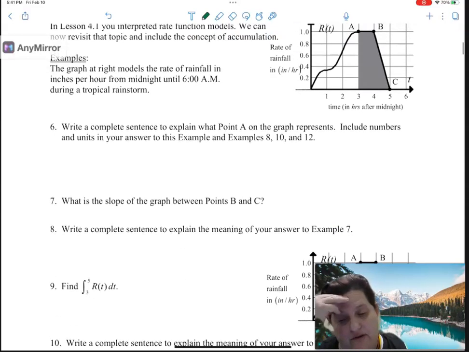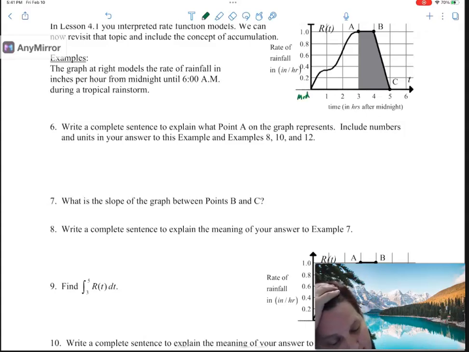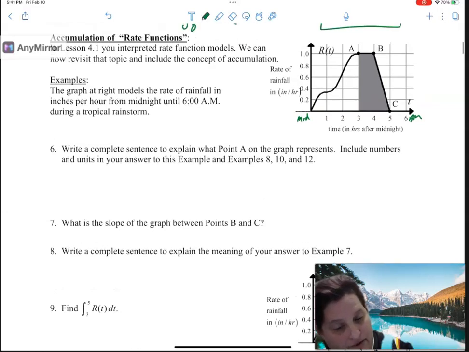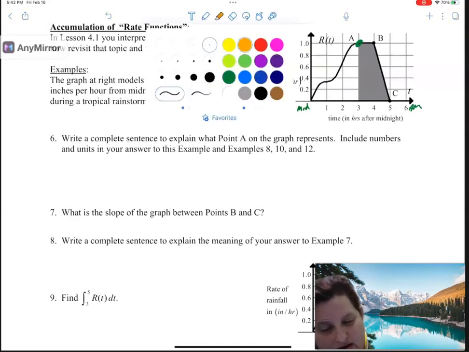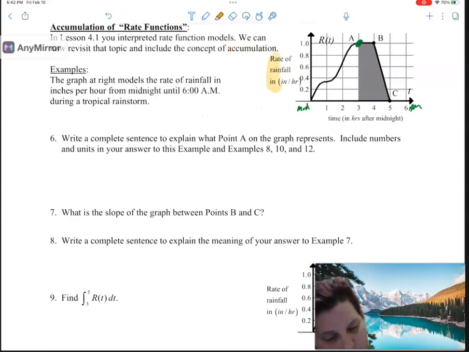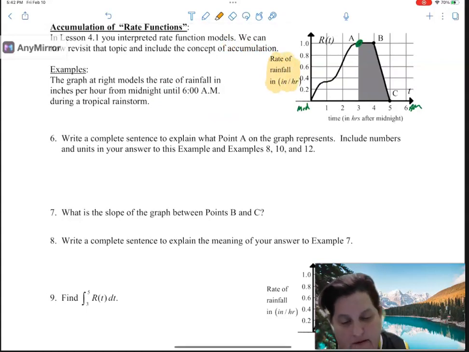Okay, the graph at the right models the rainfall in inches per hour from midnight until 6 a.m. So time 0 is midnight, and this is 6 a.m., during a tropical rainstorm. Write a complete sentence to explain what point A on the graph represents. Now look, you guys, the y-coordinate is the rate of rainfall in inches per hour.